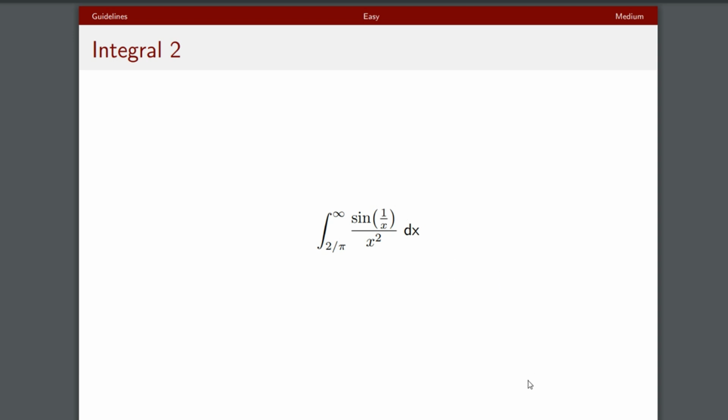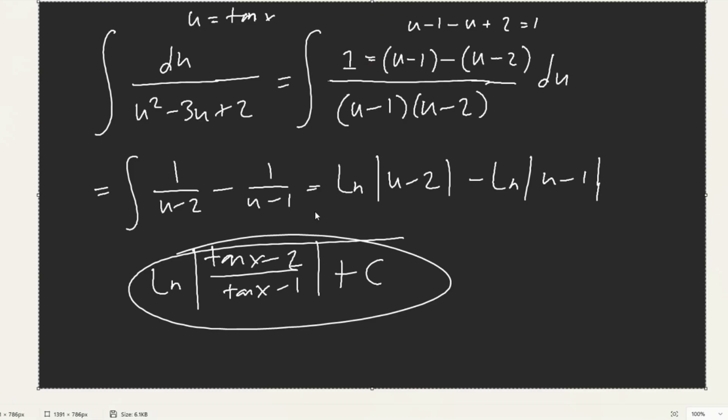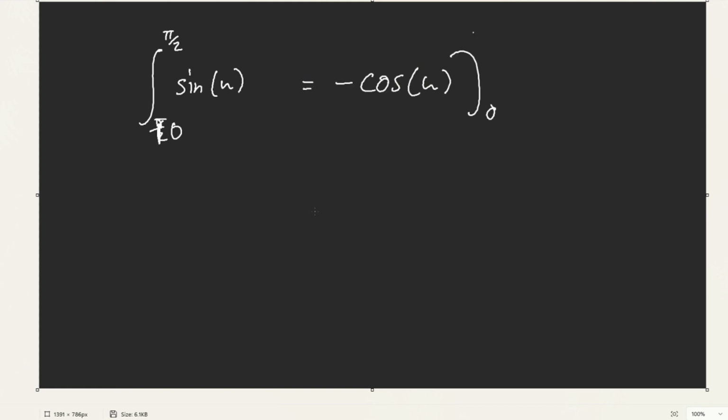You let u equal 1 over x, right? I'm sorry, u equal 1 over x. Yeah, u equal 1 over x. For some reason, I thought I said u equal x. I'm like, what? But you end up with just sine of u. And I saw it was like pi over 2 here, and infinity. Oh, okay, I see what they're doing. 0. And then this is equal to negative cosine of u, 0 to pi over 2. What am I doing?